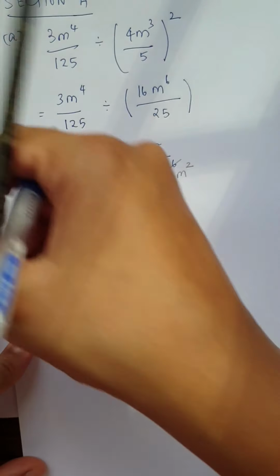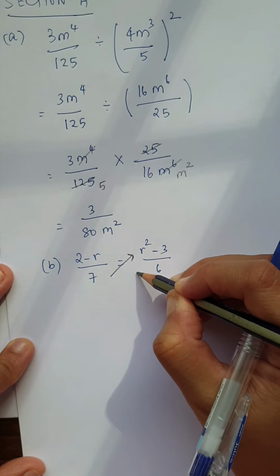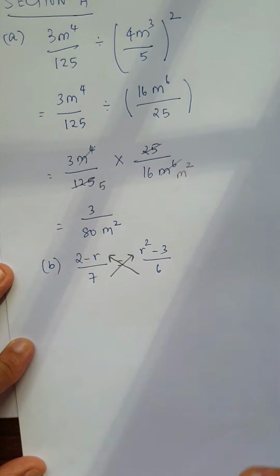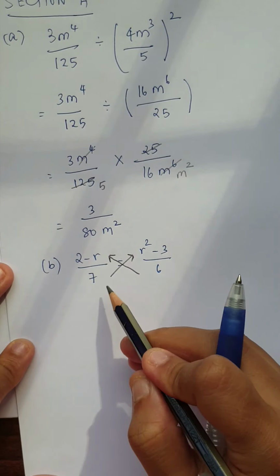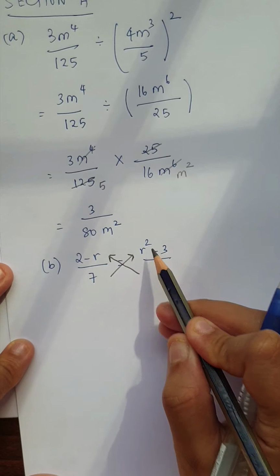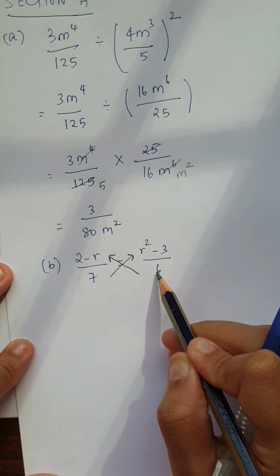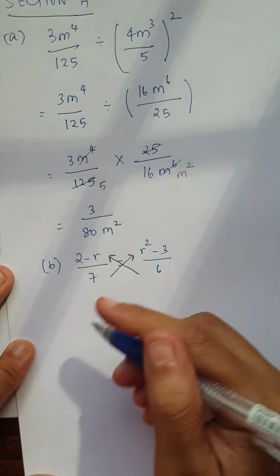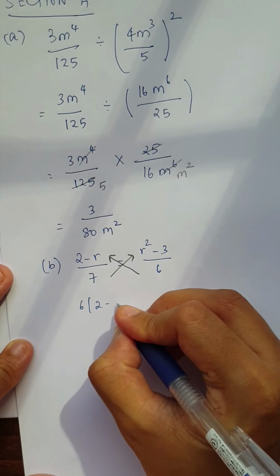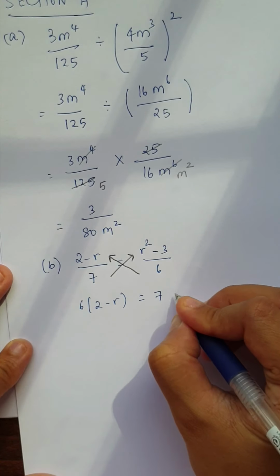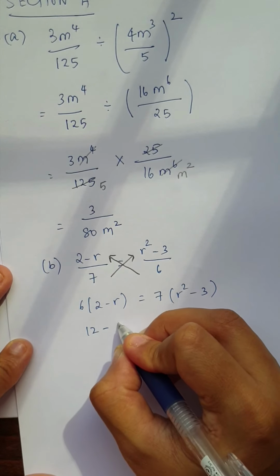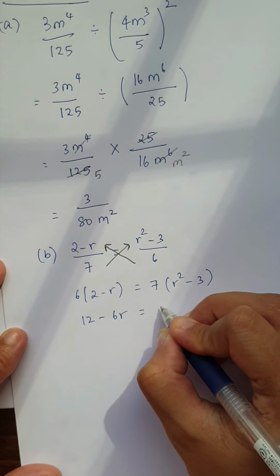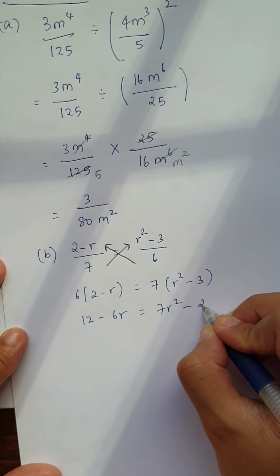The first thing that you need to do is cross multiply. Okay, a single fraction equals to a single fraction. Some of you get confused about cross multiplying. Cross multiplying basically means bringing the denominator over to the other side to multiply. So both the denominators go over to the numerator. 6 times 2 minus r equals 7 times r square minus 3. Okay, so you open up. 12 minus 6r equals 7r square minus 21.